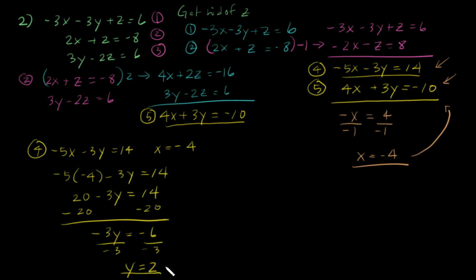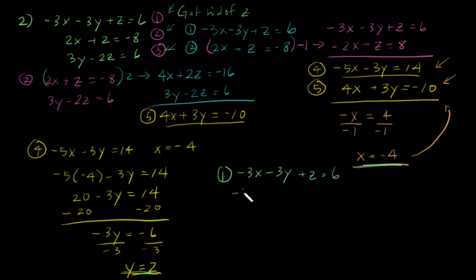There's our other variable. Once I do that, I'm going to use one of the original equations, and let's see, something that has both an x and a y in it with a z. The only one we can use is 1. Okay, so let's go ahead and use 1. Negative 3x minus 3y plus z equals 6. I'm going to put x as negative 4 and y as 2.